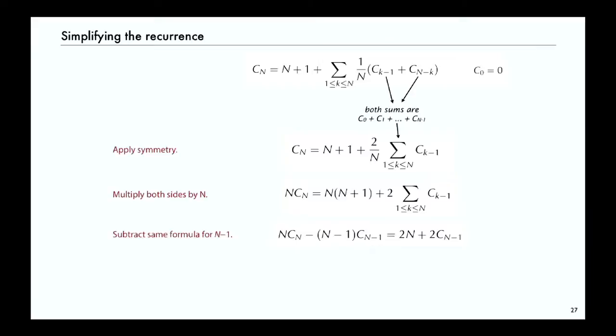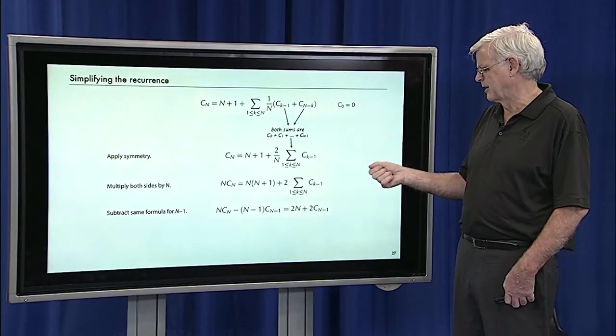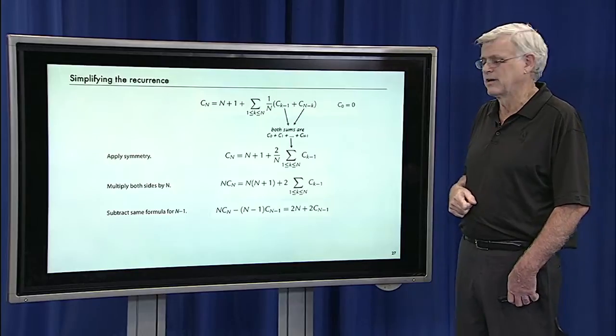Now, the next trick is to get rid of the sum. And the way that we're going to get rid of the sum is write down the same formula for n minus 1 and then subtract. So if we do that, on the left, we get NCn minus (n minus 1)C(n minus 1). Same formula for n minus 1 on the left.